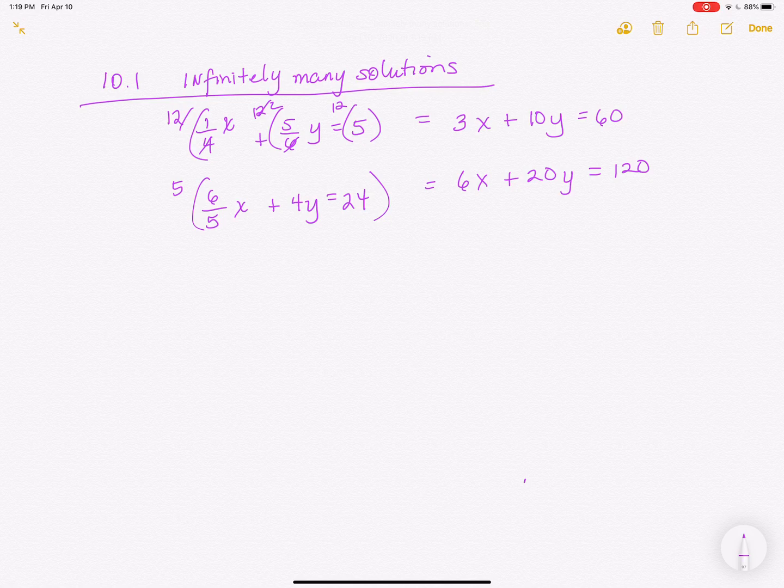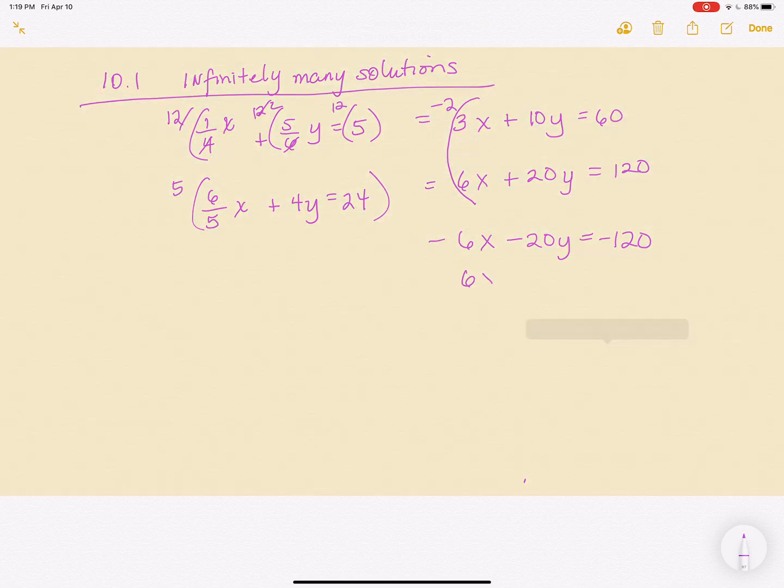All right, now if I were going to use the process of substitution or elimination, I'm going to look at this and probably think the easiest thing to do is elimination. And in order to get opposites, I would need to multiply the top equation, or you can do it a variety of ways, but I'm going to multiply that top equation by -2 to get my opposite with the x's. So that's going to give me -6x minus 20y equals -120. And on the bottom, I'm leaving that the same. So that's going to be 6x plus 20y equals 120.